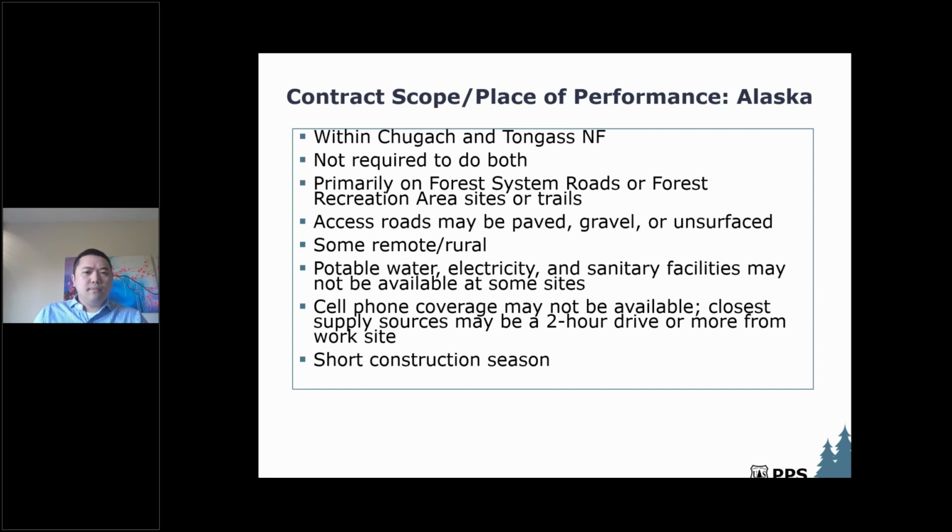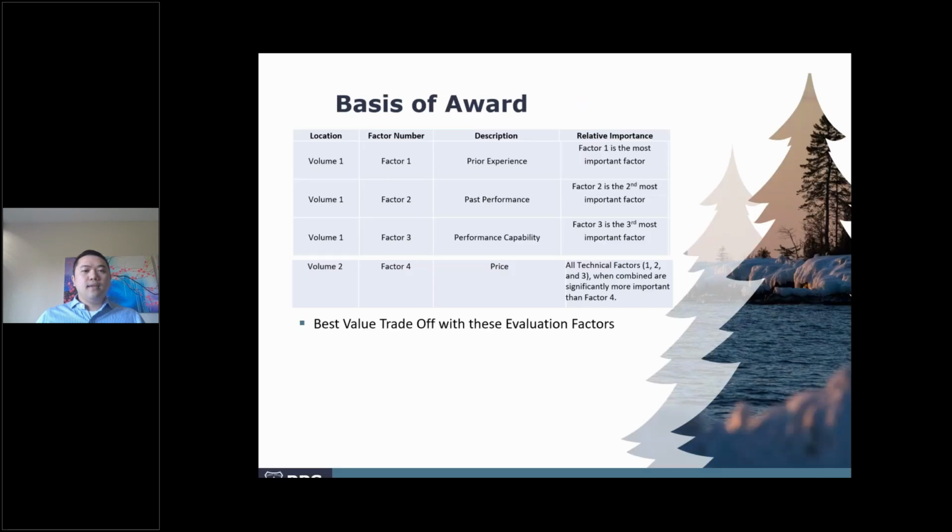Okay, so the projects are going to be primarily on forest system roads and recreation areas. Some of them are going to be paved and graveled, or some even unserviced. Like I mentioned, some are going to be remote and rural, so you don't have easy access to facilities or cell phone coverage. And of course, this is Alaska, so you've got a shorter construction season. Okay, so basis of award is best value trade-off, and then these are the evaluation factors.